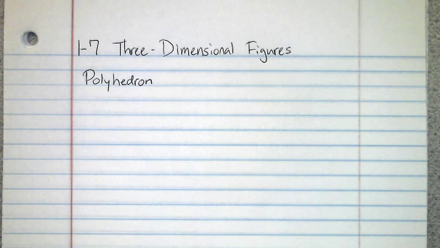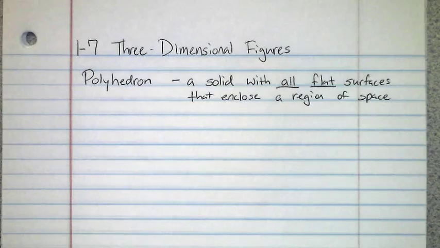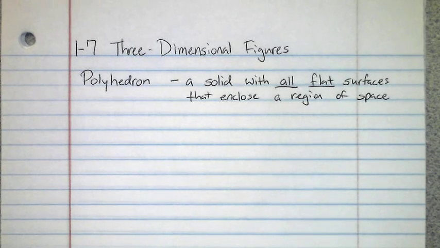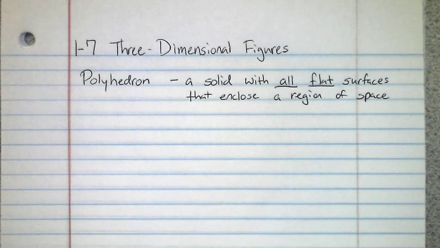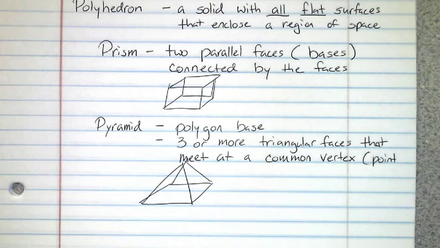Now, the first thing we're going to talk about is a polyhedron. A polyhedron is a solid with all flat surfaces, no curves, no round parts, nothing. All flat surfaces that enclose a region of space. Okay, so the two kinds that we're going to talk about.